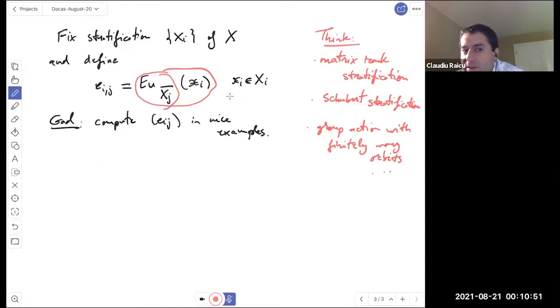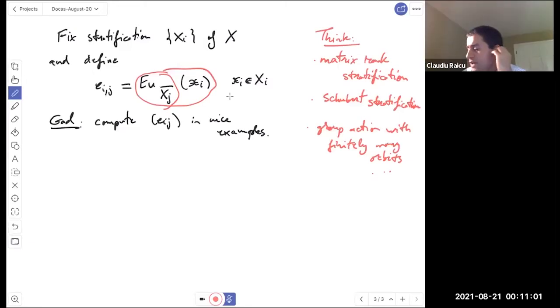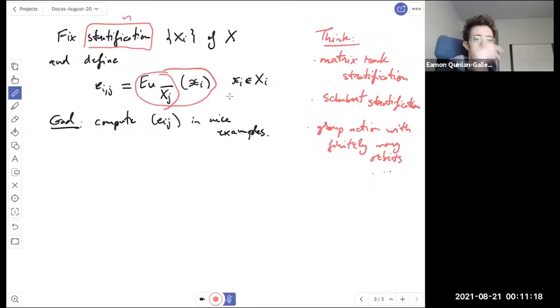I wasn't worried about the stratification, but more the choice of point x_i. So I'm taking a nice stratification, a Whitney stratification, and then the statement is that this is constant along the stratum. So it doesn't depend on the choice of the point. I see. Okay, yeah, so sorry, I misunderstood the question.